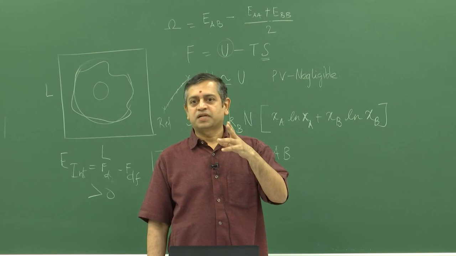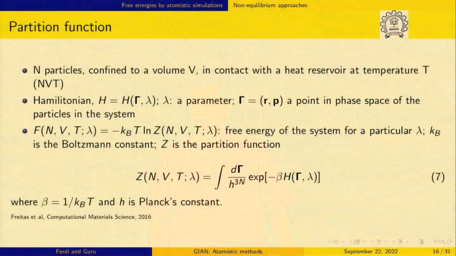That is the lambda that we are introducing here. And what is the partition function? Partition function is that integral, that partition sum that Ferdi showed. It is the same integral and we are having exponential minus beta h. So it was shown as summation and this is integral. So beta is 1 by kBT, and h is the Planck's constant.